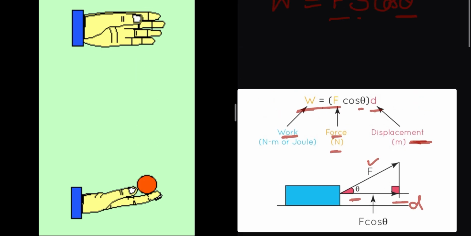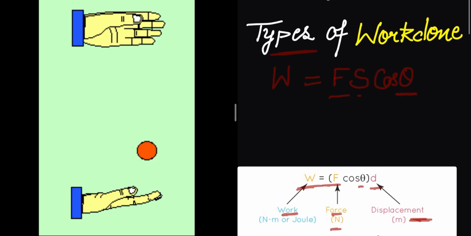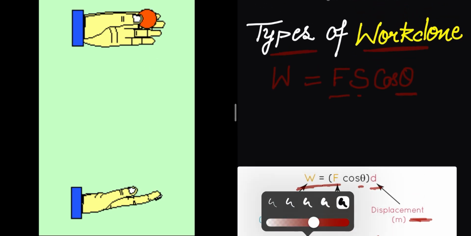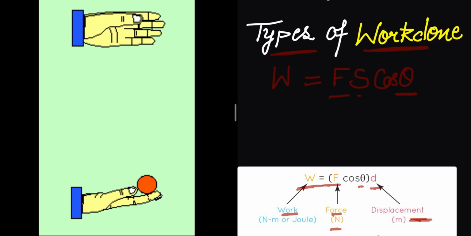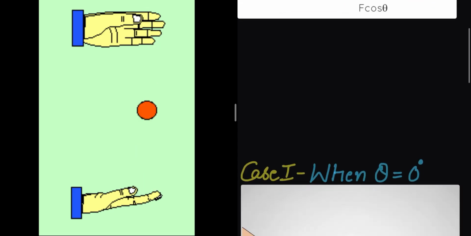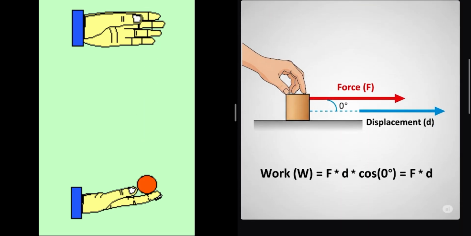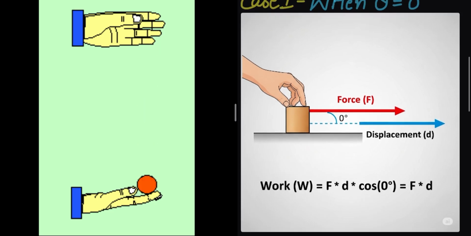Now our topic is types of work done. What is our topic? Types of work done. Let's start discussing types of work done. Let's start with the first case, when theta is equal to 0 degrees. What is the meaning of 0 degrees? Theta, as I told you, is the angle between force and displacement.